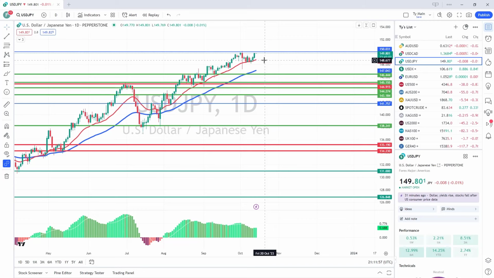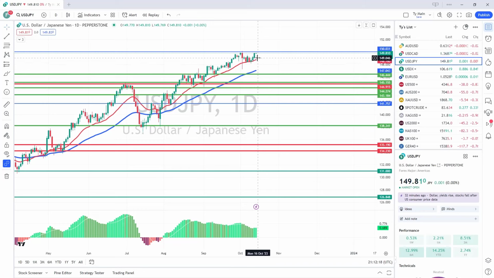So if we get a daily close below the 20 moving average, then I would be looking at the next targets down at 147.80 and to a bigger extent to 146.50, but it needs to break the 20 moving average first. So if we get a series of lower highs and lower lows from this peak, and a break at the 20, then we'd be looking at those targets.